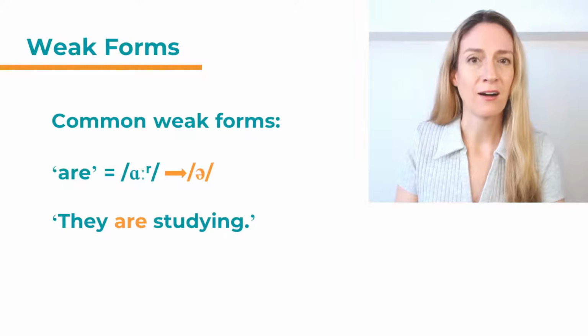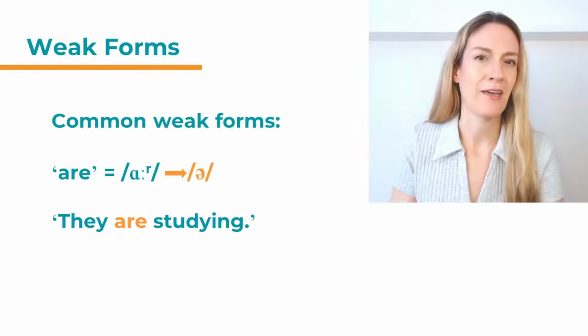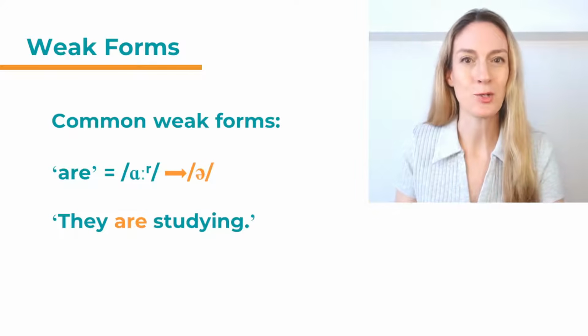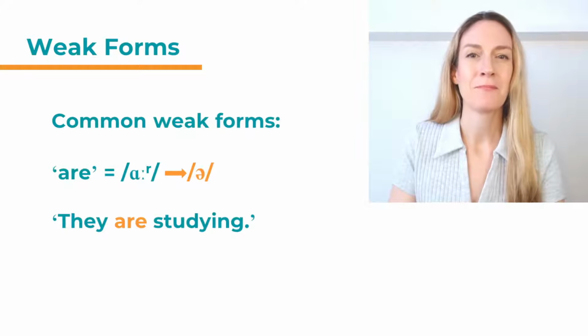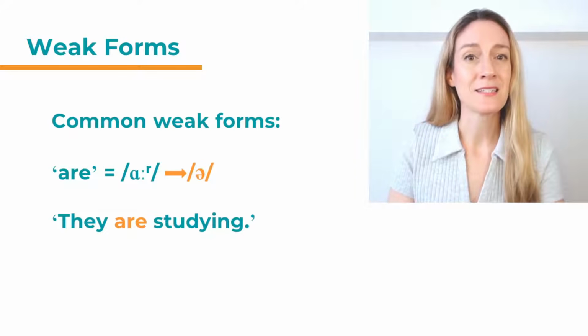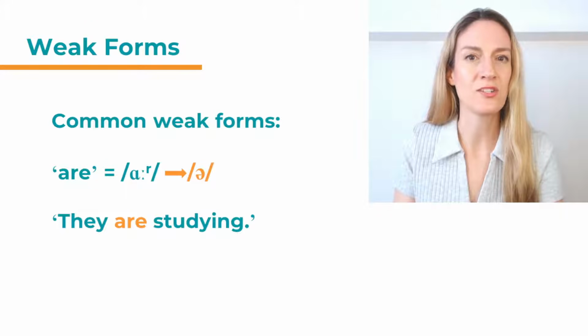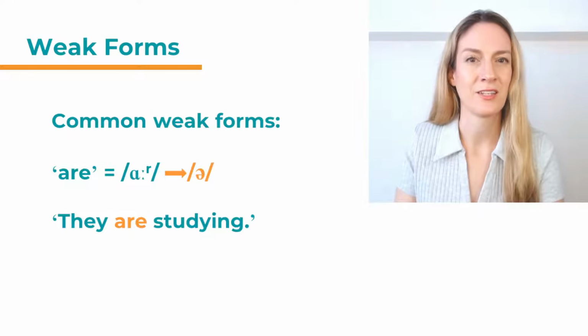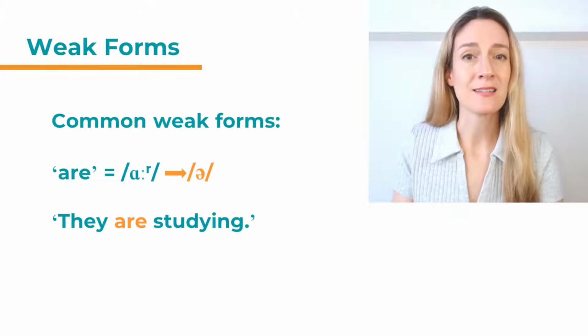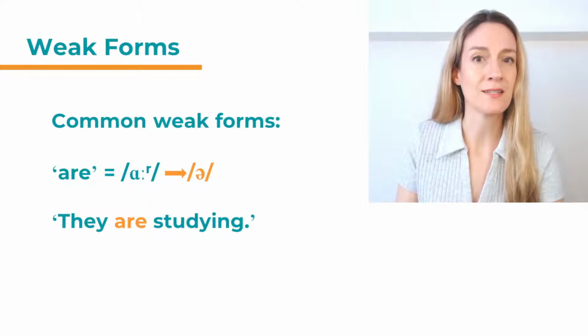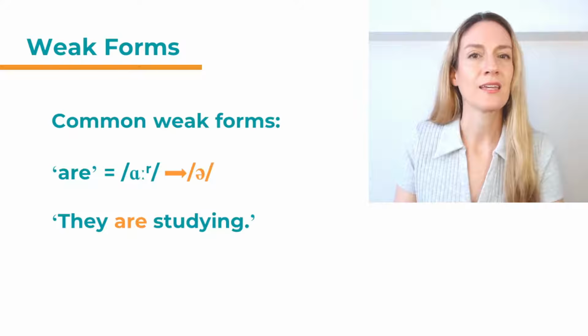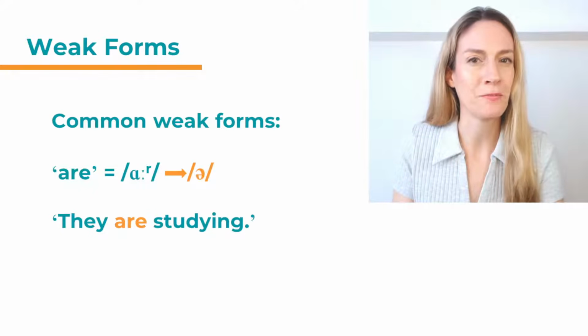They are studying. Now, that wasn't very natural. I said each word individually. But when we say the sentence fast, they are studying, you can hear that the "are" is reduced to "a". And this happens because in this sentence, the sentence is written in the present continuous and "are" acts as an auxiliary verb to help us form this tense.